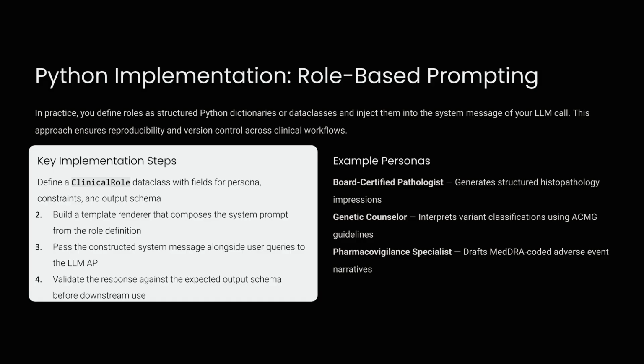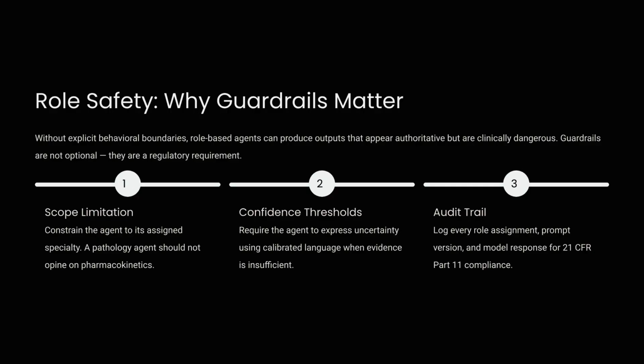In Python, roles are defined as structured data and injected into the LLM system message for reproducibility. Key steps involve defining a clinical role data class, building a prompt template, passing the system message, and validating the response against the expected schema. Guardrails are a regulatory requirement for role safety. They include scope limitation, constraining the agent to its specialty, confidence thresholds, requiring the agent to express uncertainty, and an audit trail, logging all role assignments and responses for compliance.